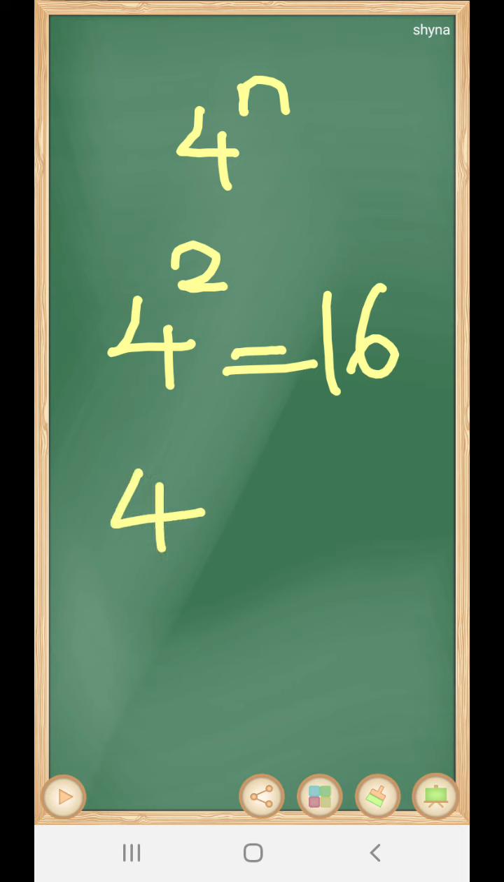If 4^3, that is 4 into 4 into 4, what is 4 into 4 into 4? 16 into 4. What is 16 into 4? 64. Is it ending with 0? No. We have to find out a value of n and check whether the number will end with 0. Or is there any such value? Dear children, is there any value of n such that the number ends with 0?